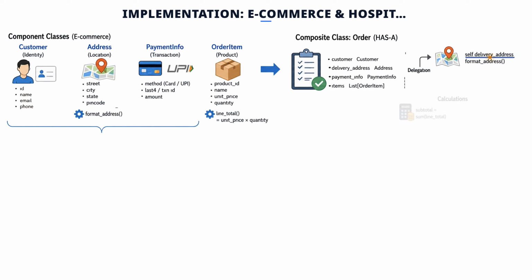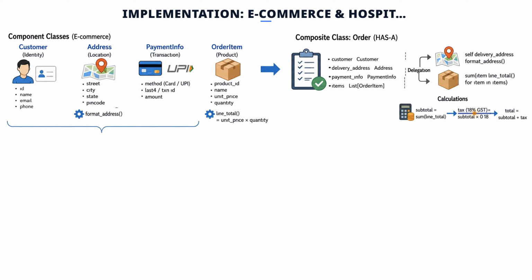To calculate the subtotal, it acts as a coordinator, summing up the line total of every order item in its list. Then, to calculate the tax, it uses a higher level logic, taking that subtotal and multiplying it by 0.18, which represents an 18% GST rate. This shows exactly how the composite class uses the data from its components to perform its own logic.